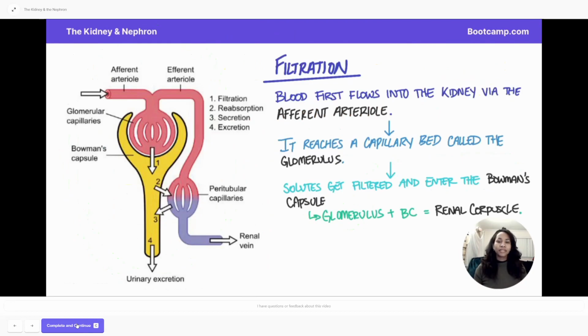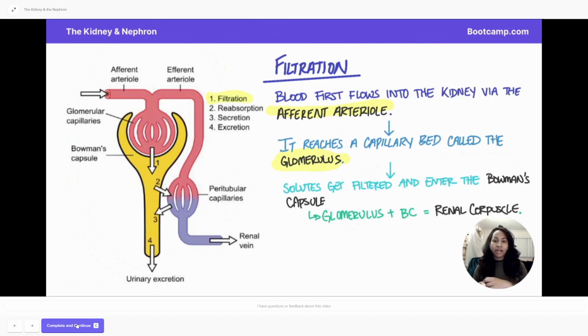All filtration means is that we're taking unwanted materials out of the solution. So as blood comes into the kidney in the cortex, it does so via a structure called the afferent arteriole. And that arteriole is going to branch apart into tiny blood vessels called capillaries. And specifically, the capillary bed that exists in the cortex of the kidney is going to be called the glomerulus. And this is where the actual filtration comes into play.